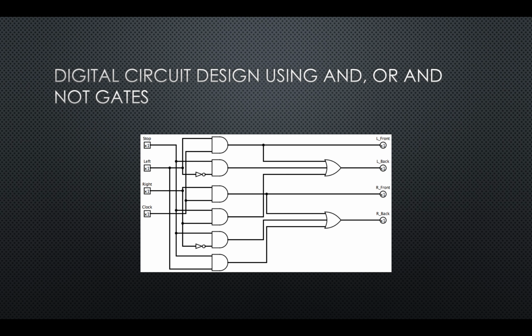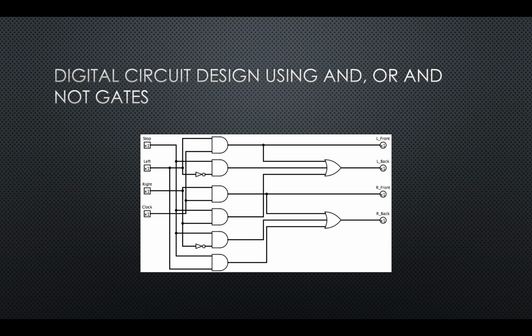I have 2 NOT gates, 6 2-input AND gates, and 2 3-input OR gates. The first AND gate combines left and clock, so LC, which is my equation for the left front light, and as you can see, I have it connected there. I also have it connected to the first OR gate. Stop and right are combined in my second AND gate, and my third AND gate combines stop and inverted left.